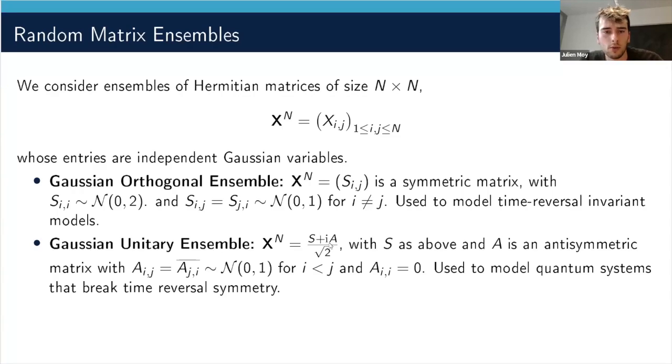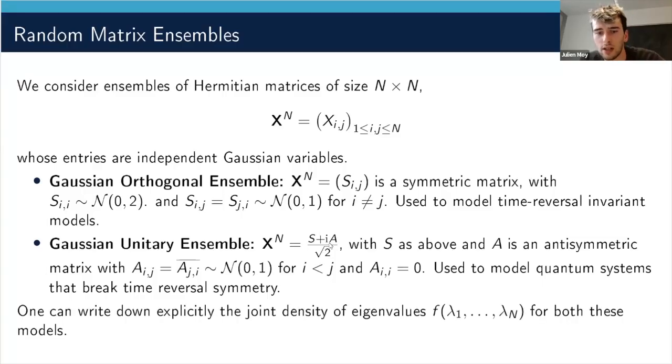And what is quite formidable with these random ensembles is that one can write down explicitly the density of eigenvalues for both these models. So it is pretty easy to make some computations on the spectra, provided one accepts to perform some computations on average.